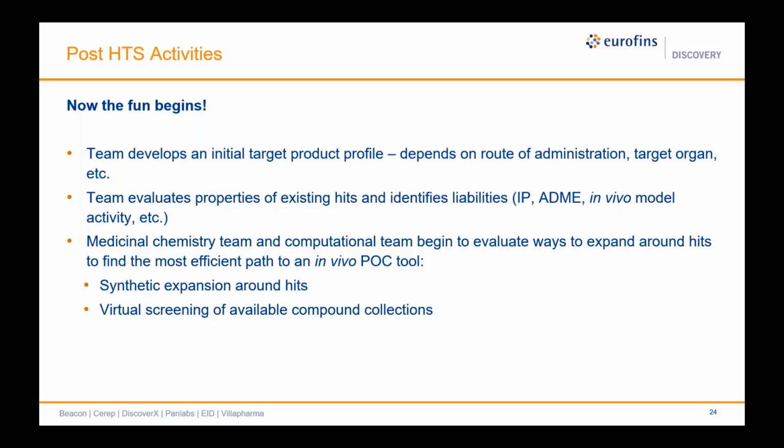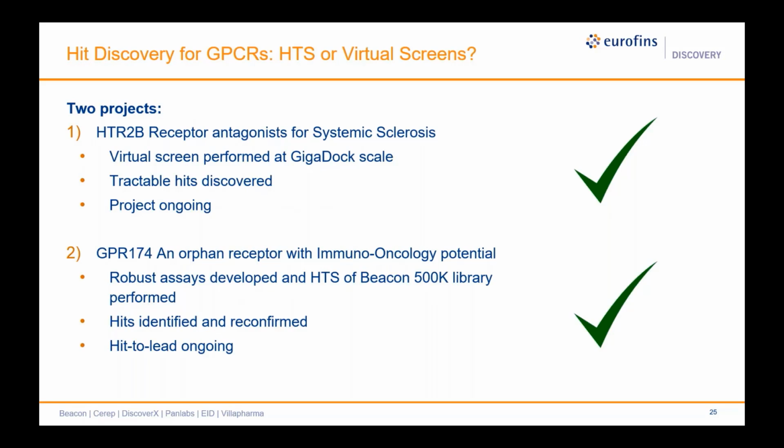Then the medicinal chemistry team and the computational team begin to evaluate ways to expand the hits to find the most efficient path to an in vivo proof of concept tool, either by doing synthetic expansion around the hits, and usually combining that with virtual screening of available chemical libraries. So now we're pretty much in the same spot with each of these two projects. First, one with hits we got from virtual screening. Second, GPR174, where we got hits from a real experimental high-throughput screen. And now we're moving forward with developing these targets into drug discovery programs to help patients.